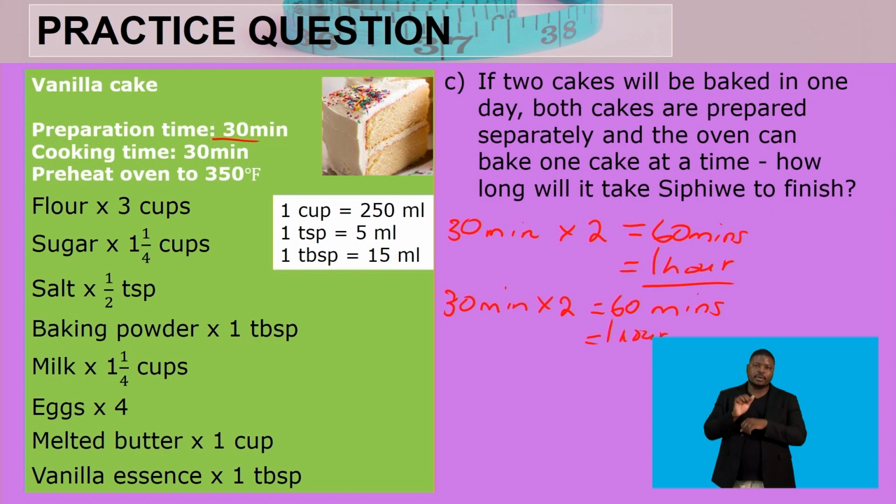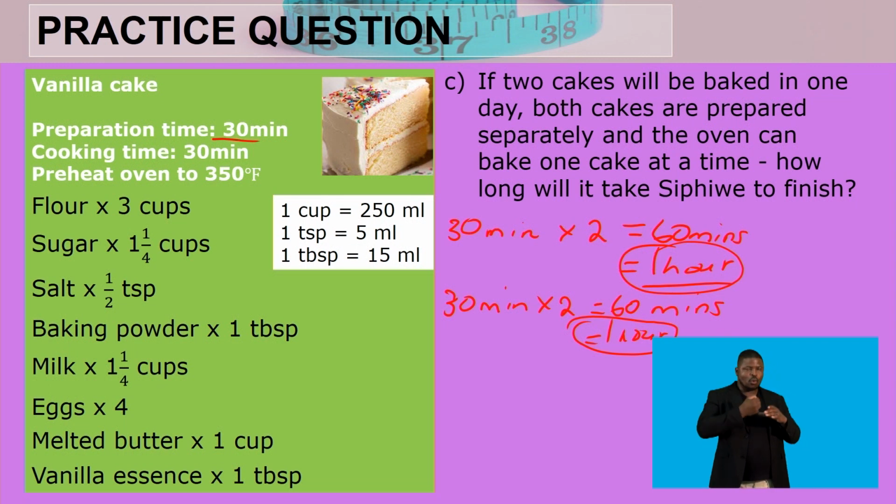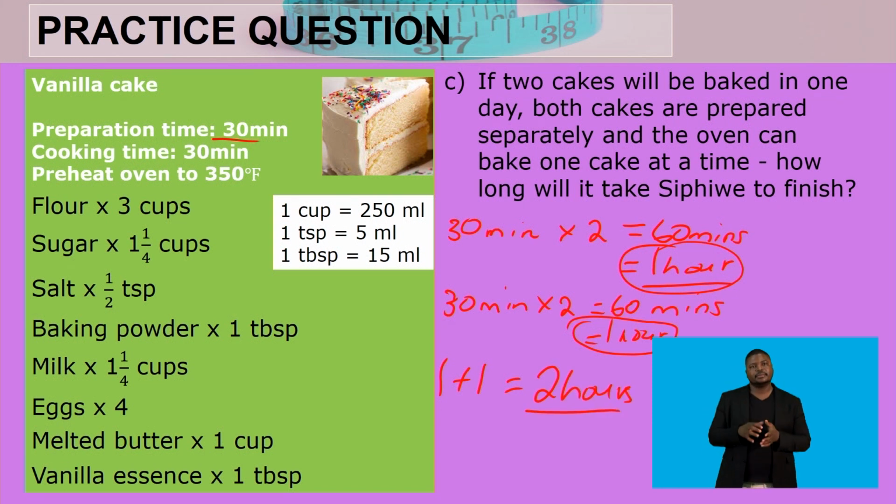How long will it take Siphiwe to finish? Siphiwe will take 1 hour to prepare both cakes, and another hour to cook both cakes. So how long in total will it take Siphiwe to finish baking? You will say 1 hour plus 1 hour, it will give you 2 hours. So it means it will take Siphiwe 2 hours to actually finish baking.